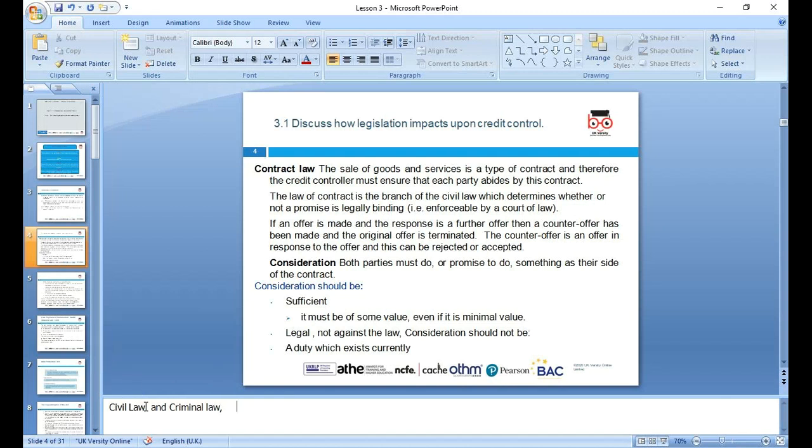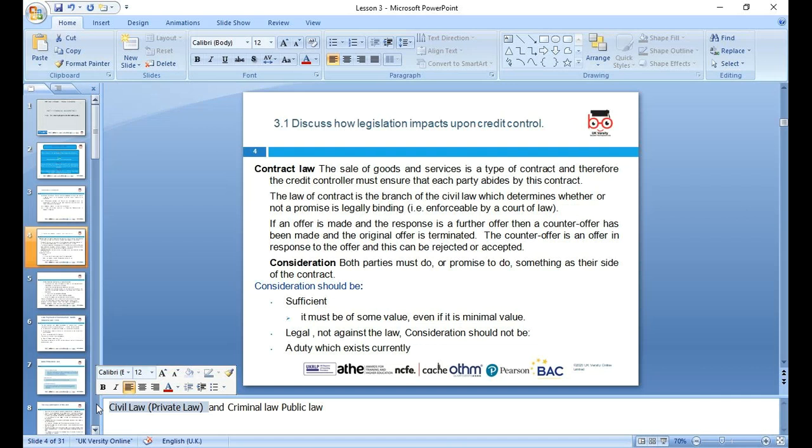So civil law and criminal law. What is the key difference between them? Civil law is also known as private law, and criminal law is also known as public law. Civil law is between human beings, like a contract between an organization and an individual, or between individuals. So this is civil law.